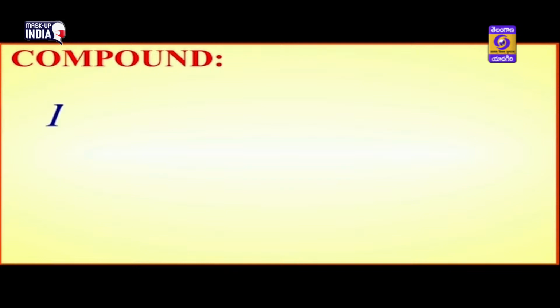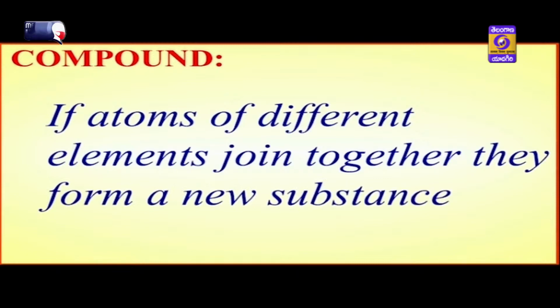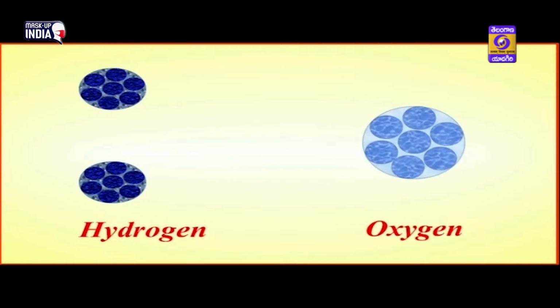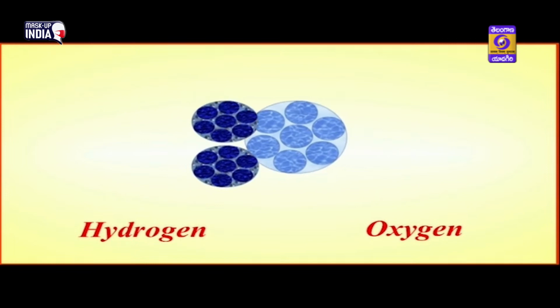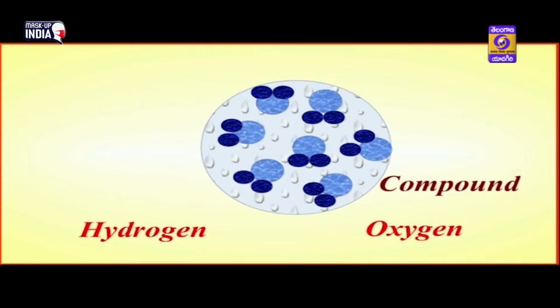Compound. If atoms of different elements join together, they form a new substance known as a compound. Look here, my dear children, these are hydrogen elements. The atoms of hydrogen elements are the same. This is oxygen element. The atoms in oxygen element are also the same. But when these combine together, they form a new substance called a compound.